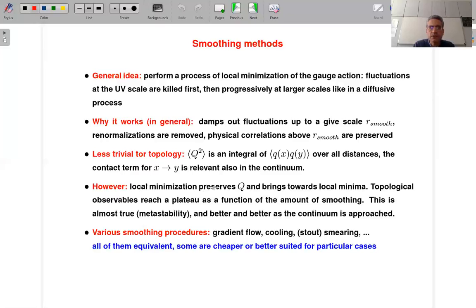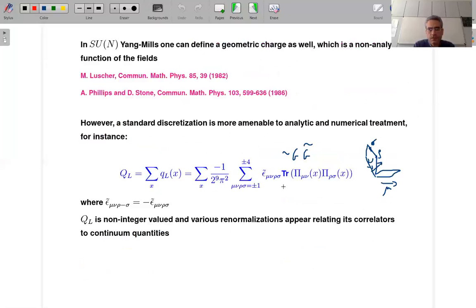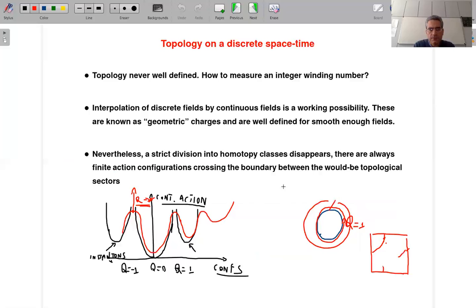So in some sense, the local minimization process preserves Q. I mean, you stay within a topological sector. I can go back to the slide we were discussing before. You can imagine now this smoothing process of local minimization of the action as taking your configuration on some point here, and then by minimization, it brings it to the sort of the minimum.